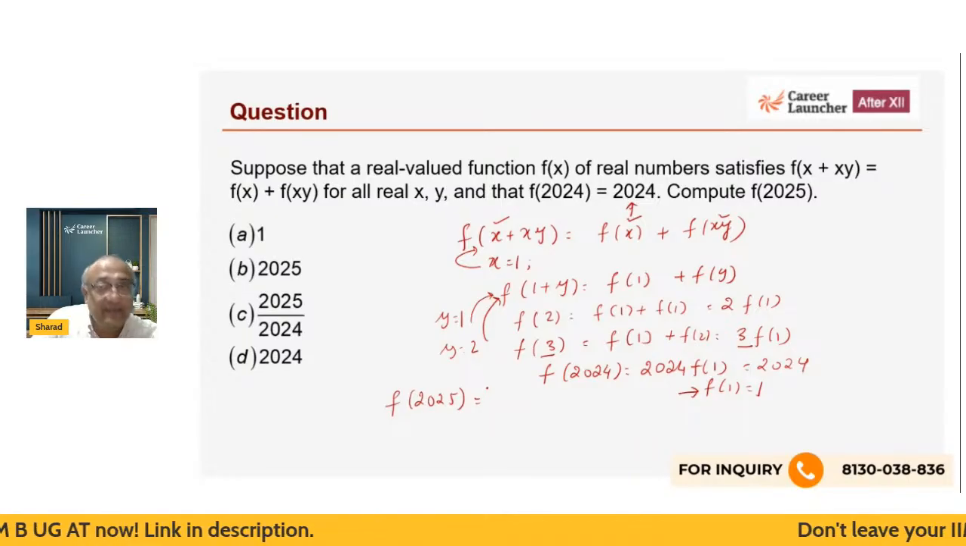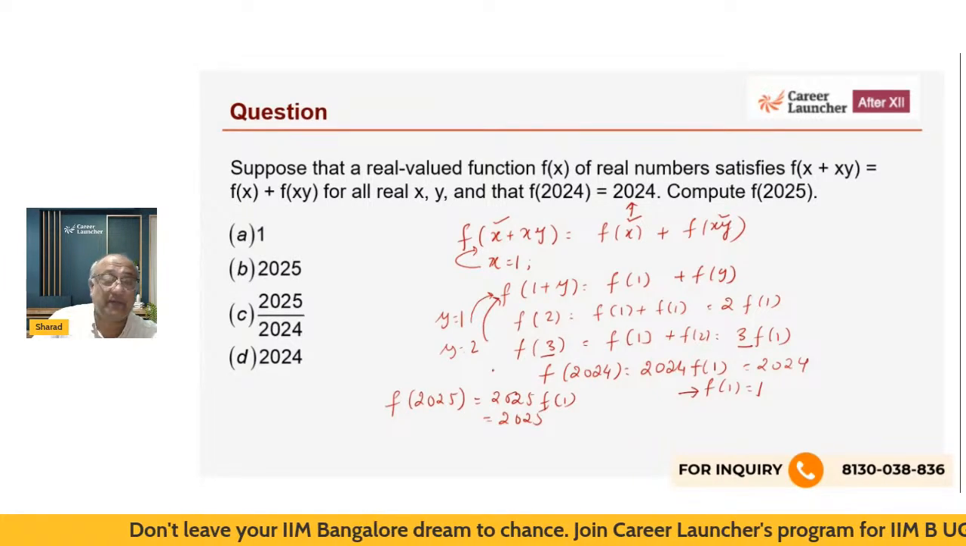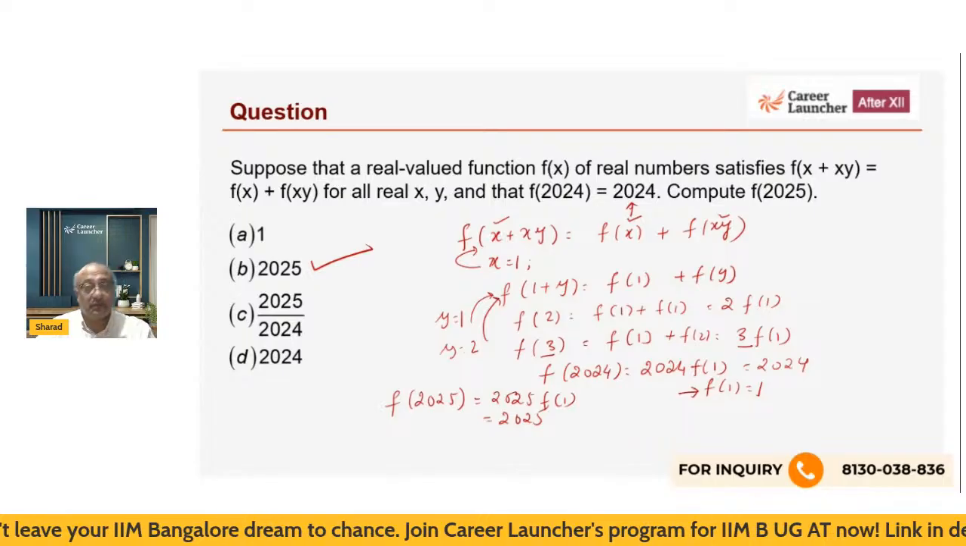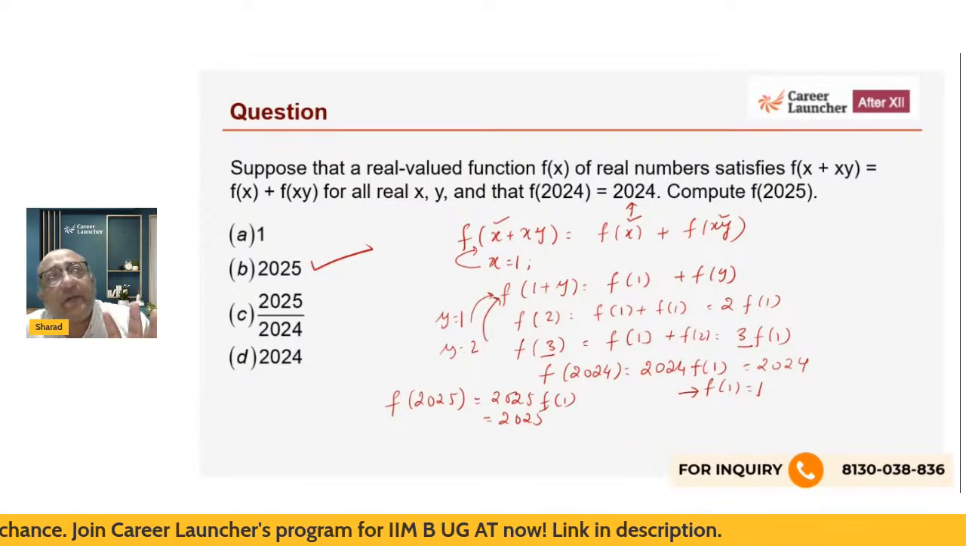It is not the same question. So please listen carefully. This is f(1) into 2025 and the answer is 2025. So what is my correct answer? 2025. Understood? Right?